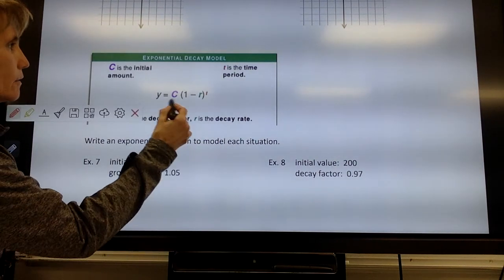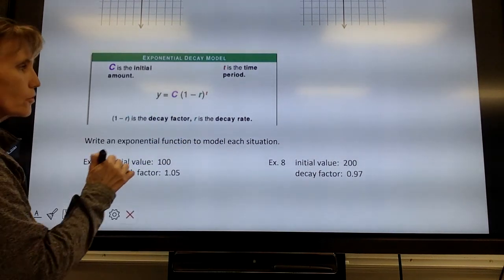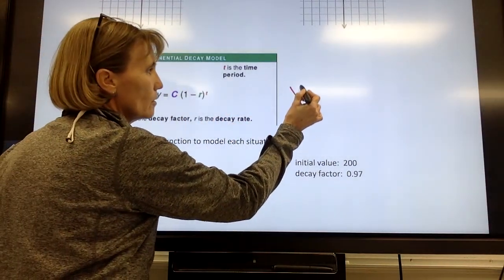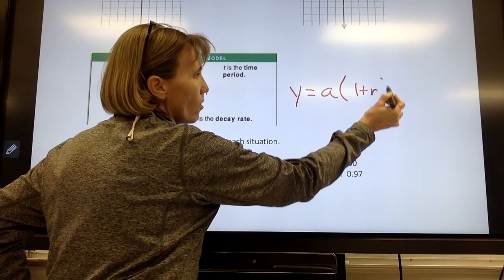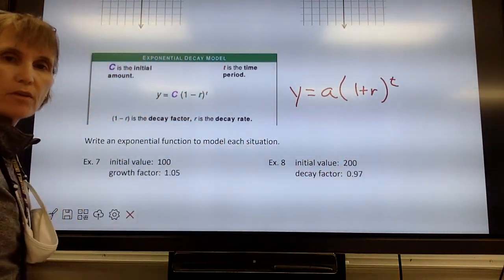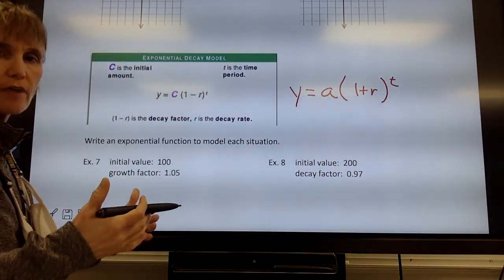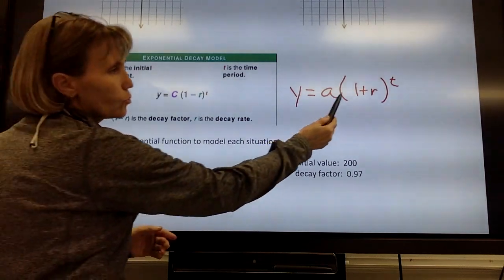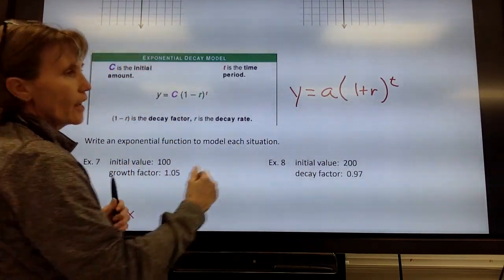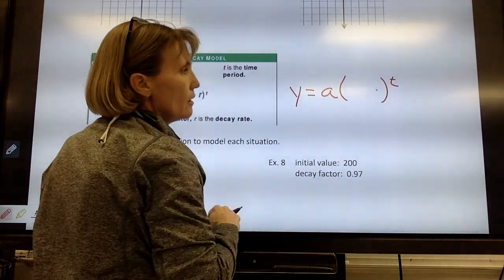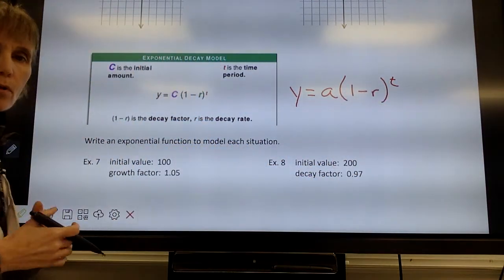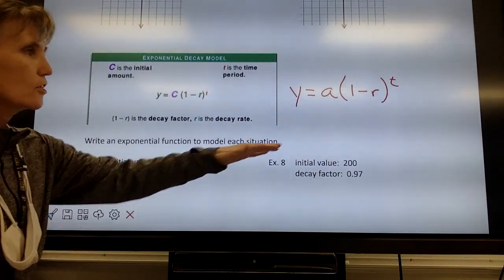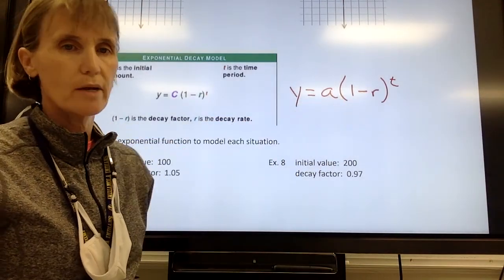When we were talking about growth, we had this exact same formula. Y is equal to A times 1 plus R raised to the power of T. When things were appreciating or getting larger in value, that was growth, so it was 1 plus. The only difference with decay is now we don't add. We're going to say 1 minus R, but we're going to apply the formula the exact same way. It's just now we take 1 and we subtract the rate.